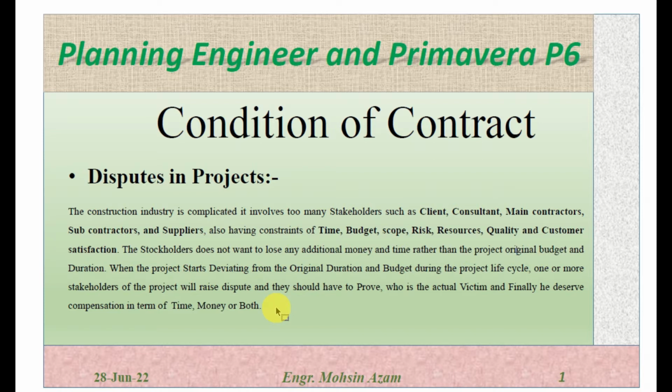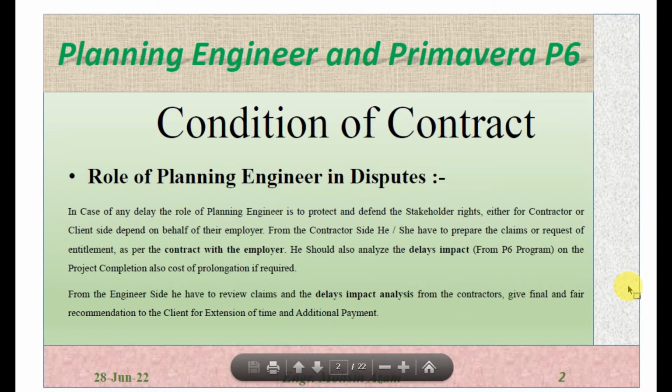So those stakeholders who feel that they are affected by any of the deviation, either in budget or in duration, will raise their voice and raise their claims. So once the project starts deviating from the original baseline, either in budget or in duration, what will be the role of the planning engineer in disputes?